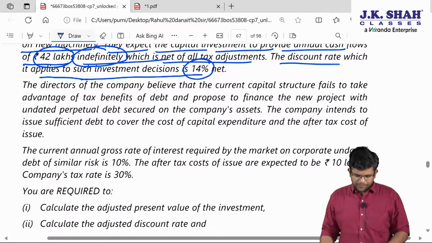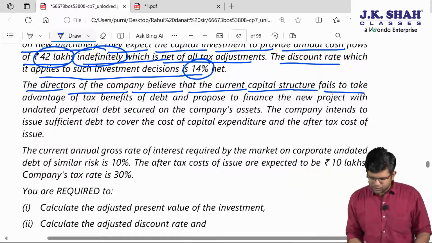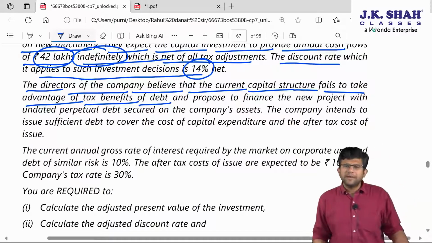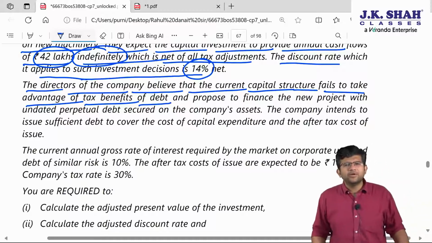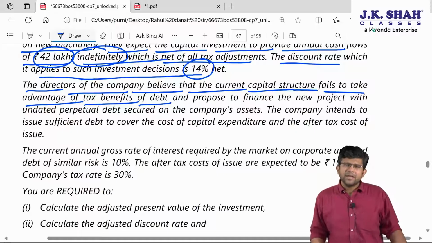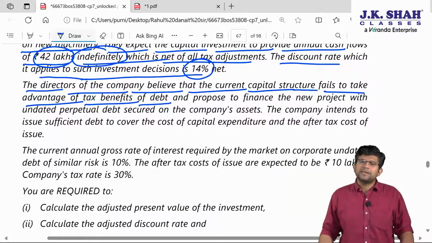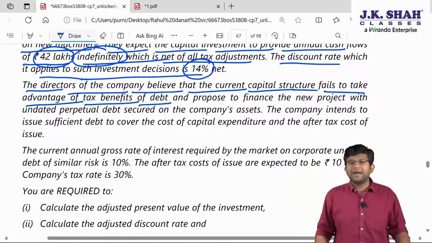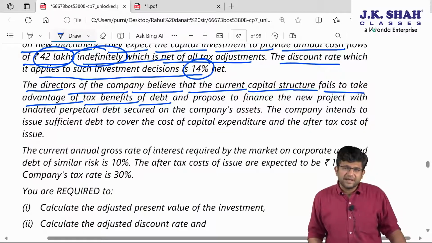Now moving on. They are saying that the directors of the company believe that the current capital structure fails to take advantage of the tax benefits of debt. What does this mean? They are saying that the directors of the company feel that, hey, we are issuing equity for the entire project, the whole project is equity financed. If we would have taken debt instead of equity, then on that debt we would have had to pay interest, and that interest which we pay helps us save tax.